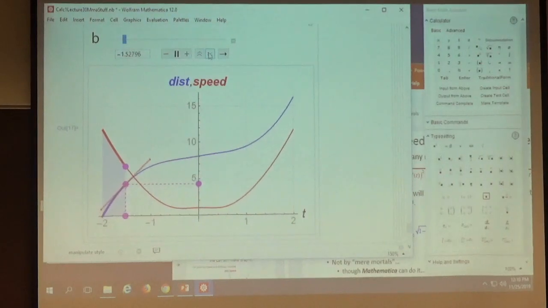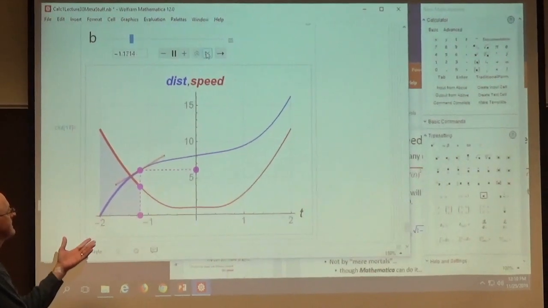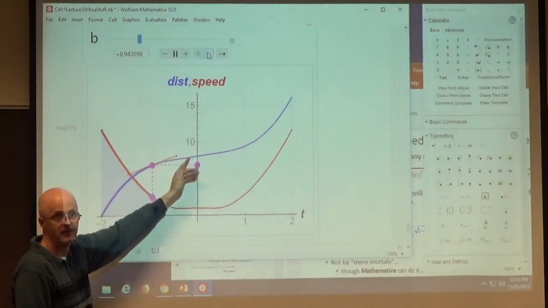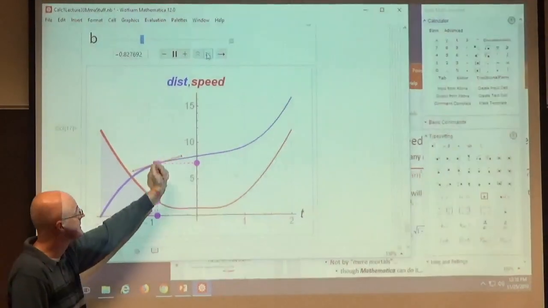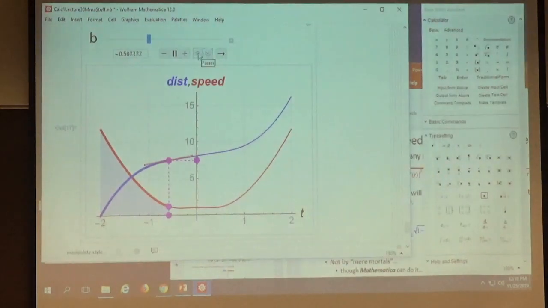What do we have going on here? This is really important. The blue graph is the distance traveled. The red graph is the speed. This pink dot there is the actual motion. It's like the object's moving on this vertical axis here. It's going kind of slow there. Speed it up a little more.